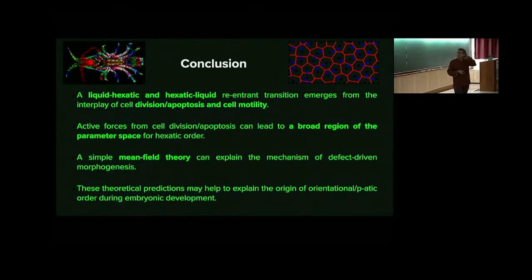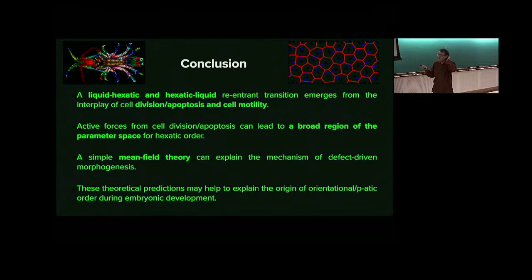The active forces from cell division can lead to a broad region of parameter space for orientational order, hexatic for the vertex model, but fourfold in the particular case of the shrimp. A simple mean field theory actually can explain the mechanism of defect-driven morphogenesis. That's in the later work. And these theoretical predictions may help to explain the origin of orientational order during embryonic development.